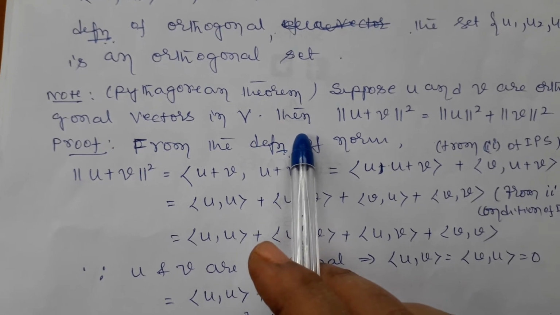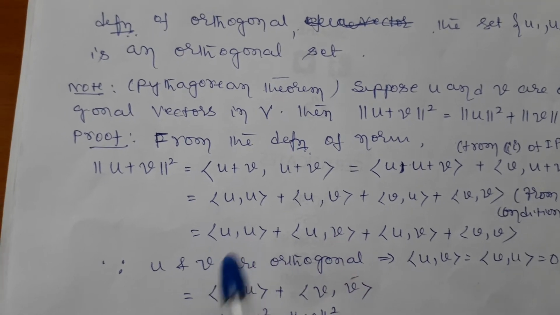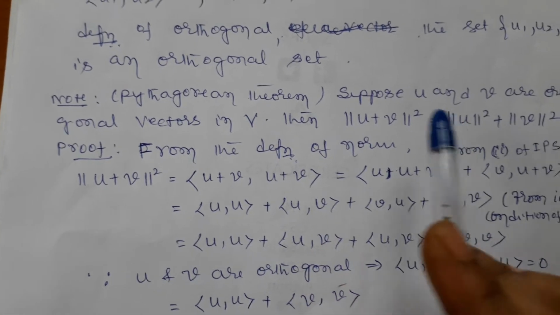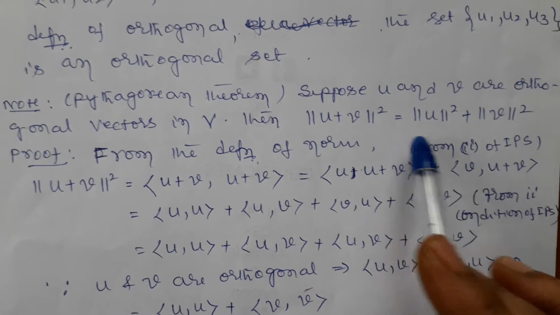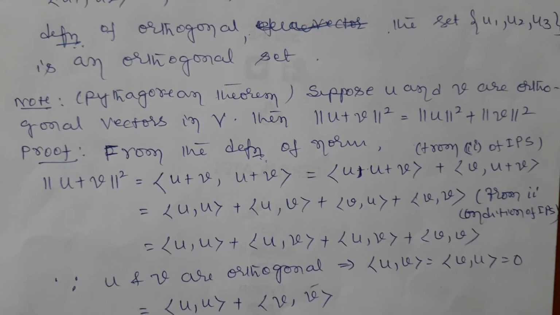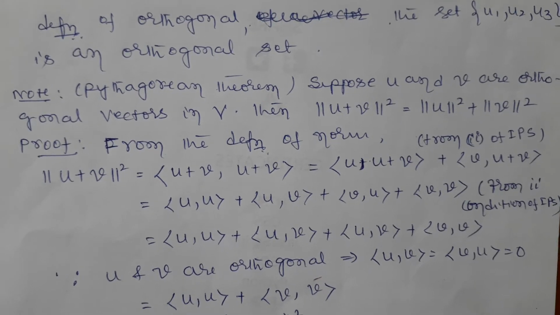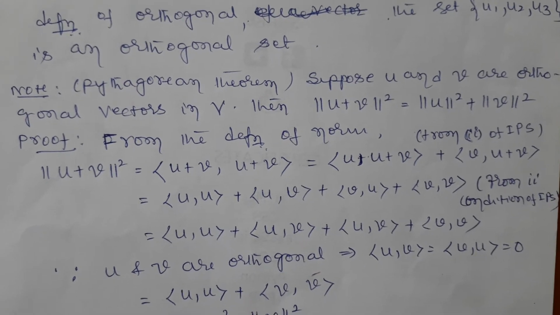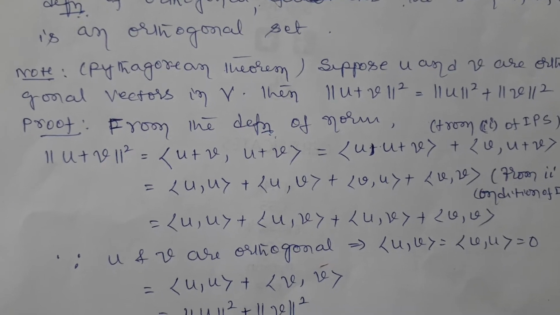V is a vector space over the set of real numbers with dimension n, or R squared, or a Euclidean space. Then the norm of u plus v, whole square, must be equal to norm u square plus norm v square. Observe carefully, u and v are two vectors in your inner product space. Both u and v are orthogonal. Orthogonal means the inner product of u comma v must be equal to 0.